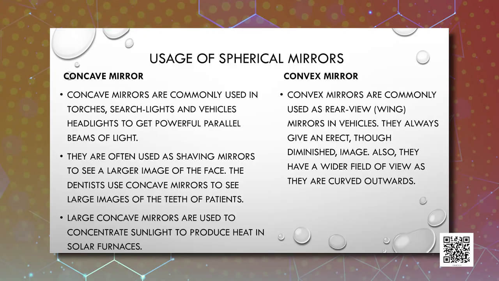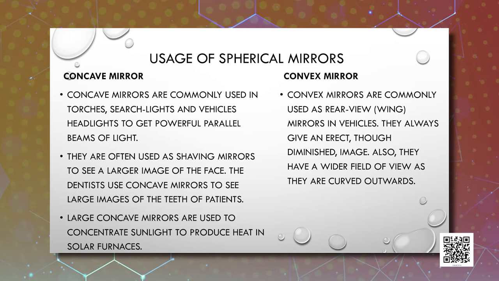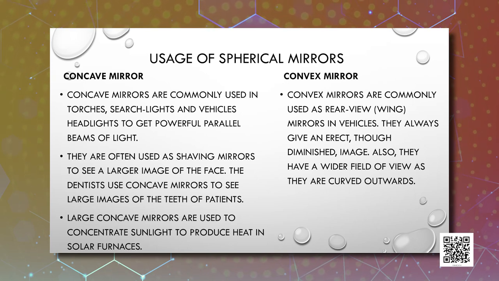Now let us move over to the uses of spherical mirrors. Concave mirrors are commonly used in torches, searchlights, and vehicle headlights to get a powerful parallel beam of light. They are often used as shaving mirrors to see a larger image of the face. Dentists use concave mirrors to see large images of the teeth of patients. Large concave mirrors are used to concentrate sunlight in order to produce heat in solar furnaces.